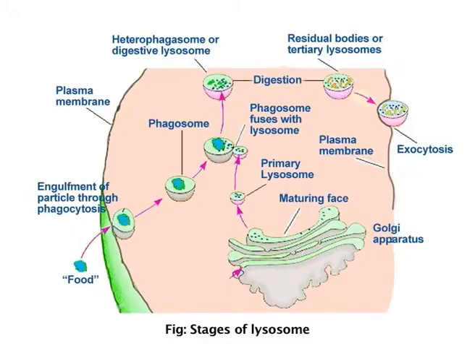Lysosome passes through various stages in cell, and this phenomenon is called polymorphism, or existence of more than one morphological forms. Lysosomes can take 4 different forms depending on their morphology and functions. Primary lysosomes, or storage granules.